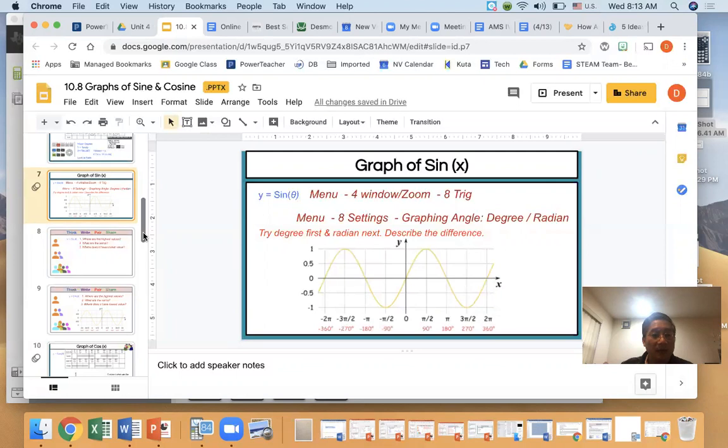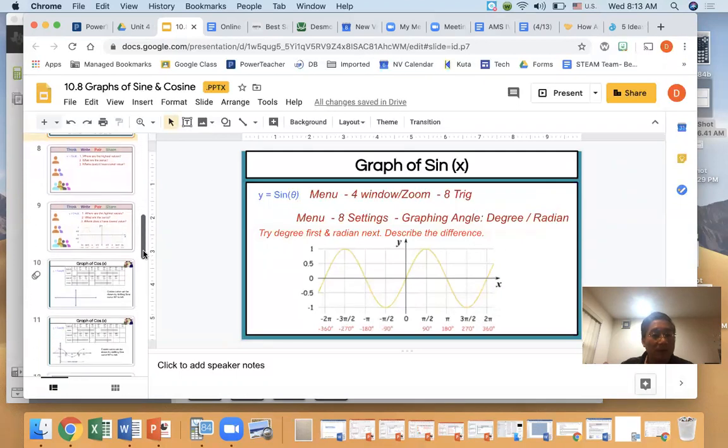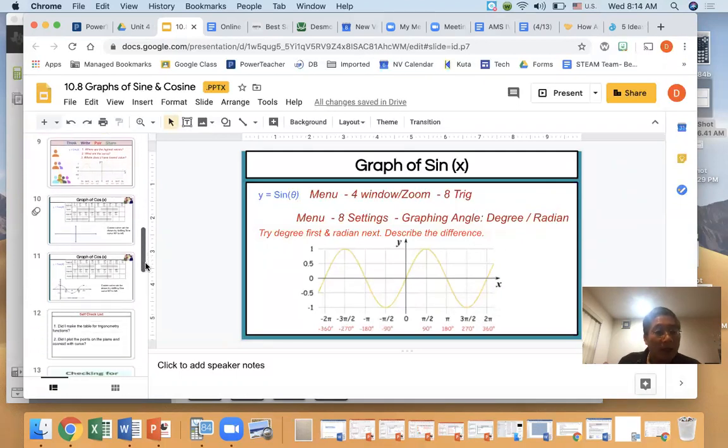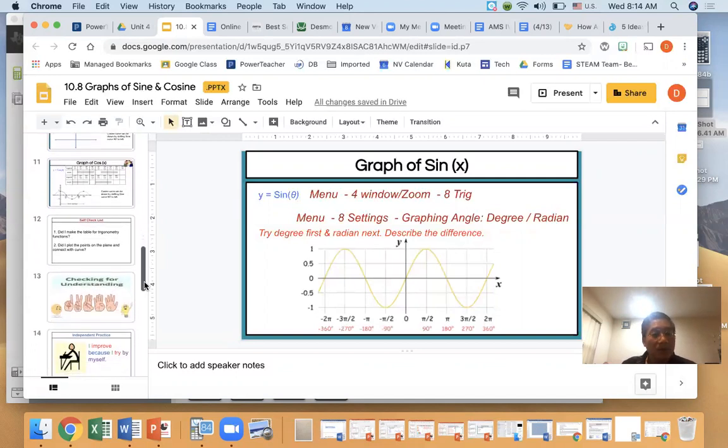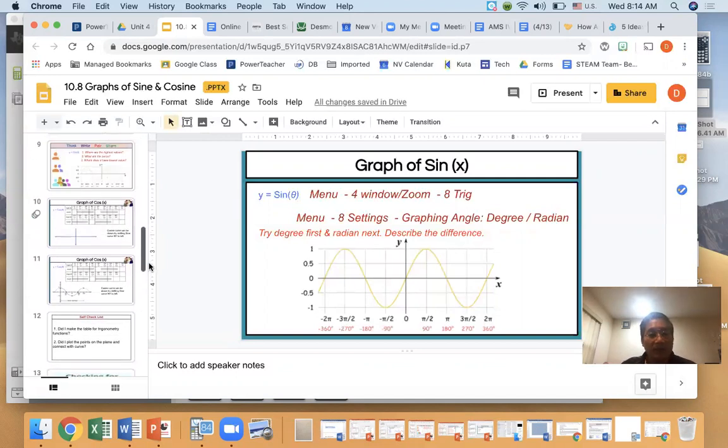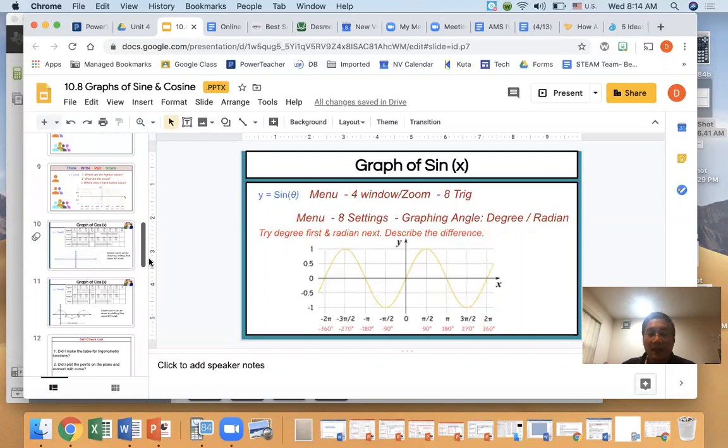Okay, so now if you look at the packet, you will have about 4 graphs: sine and cosine, and the domain is different. So please be careful with the domain. And then can you draw the graph? Okay, so I will stop here.